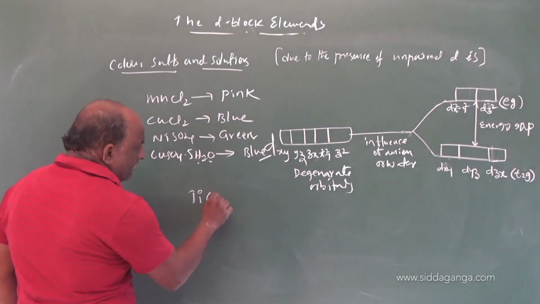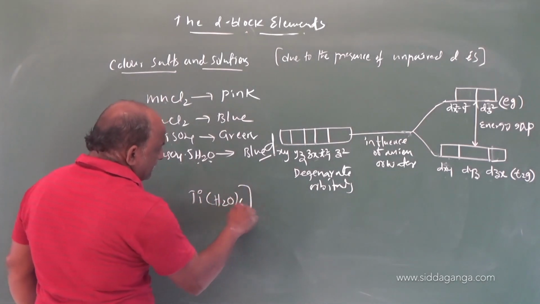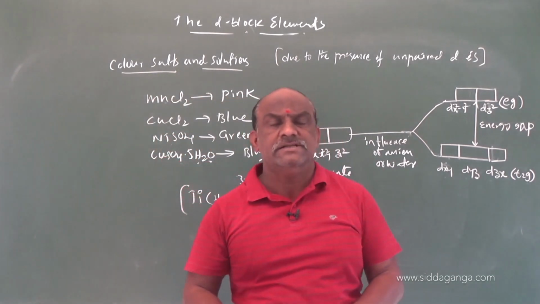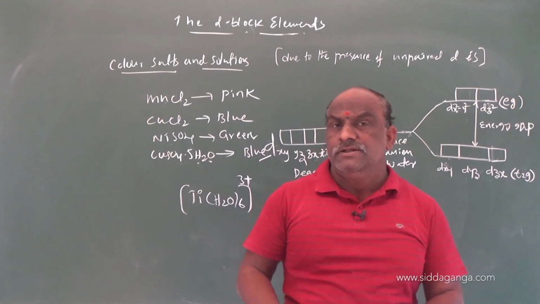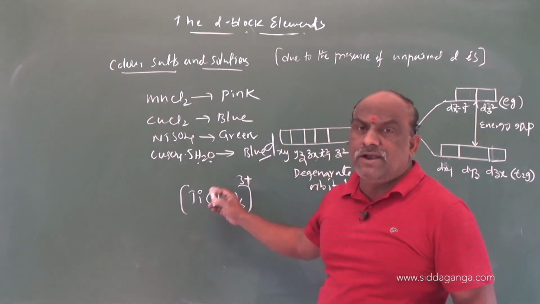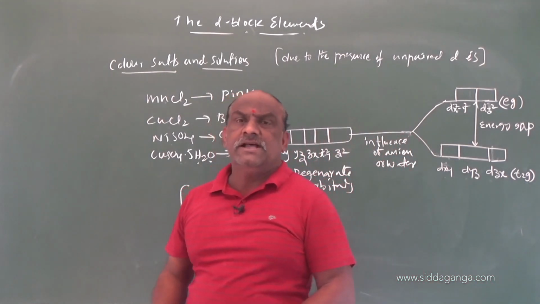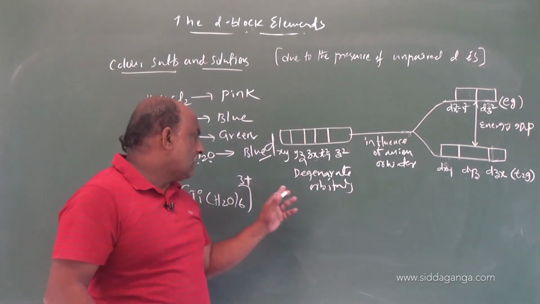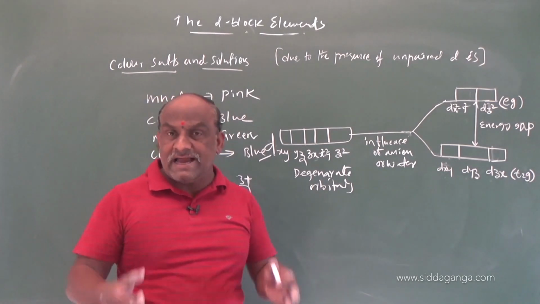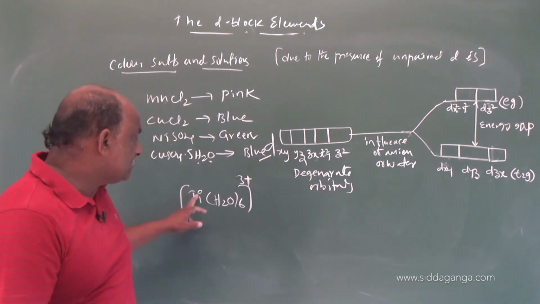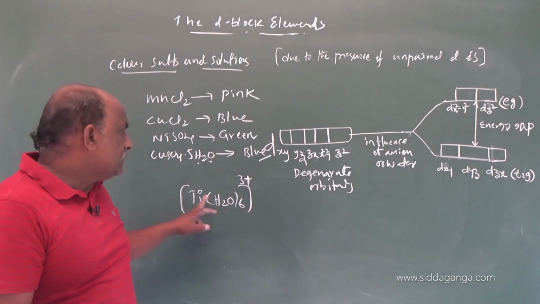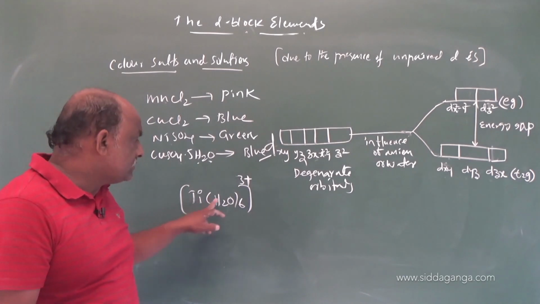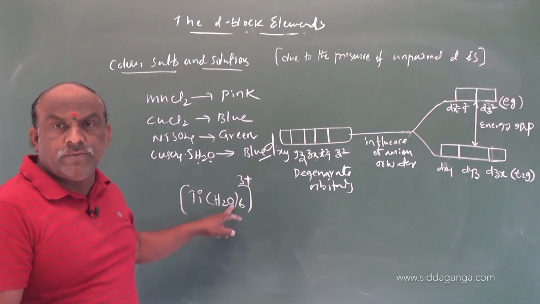Ti(H2O)6 3+ is an example of a complex compound. This compound is called hexaaqua titanium(III). In this hexaaqua titanium(III), aqua means water molecules act as ligands. So this metal is influenced by this water, which is a neutral ligand.